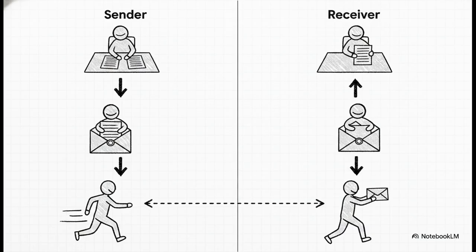The assistant hands it up to the secretary, who opens the envelope, and then hands the memo up to the receiving engineer. The critical takeaway here is that each specialized layer provides a service to the layer directly above it, and uses the services of the layer directly below it through very clearly defined interfaces.